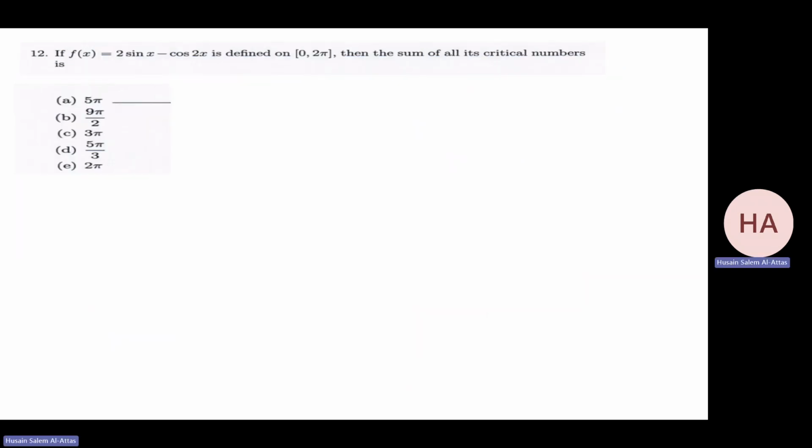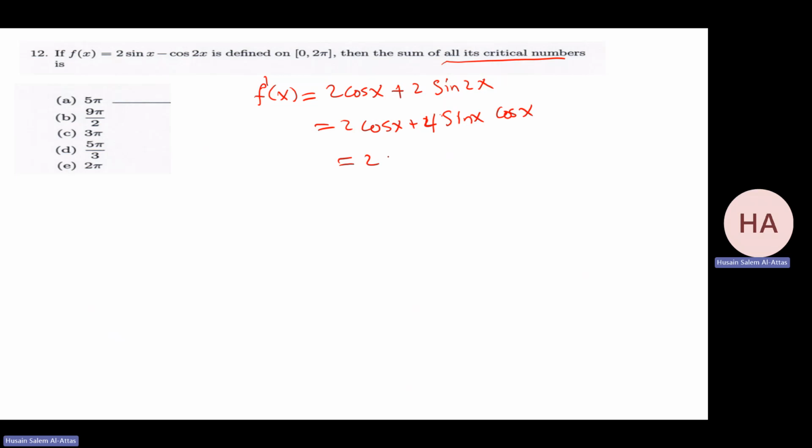If this is this, the sum of all of its critical numbers. First, what's the domain? All real numbers, so no need to care. Okay, f prime will be what? 2 cosine x plus 2 sine 2x, which is 2 cosine x plus 4 sine x cosine x, which is 2 cosine x (1 plus 2 sine x) equals 0.